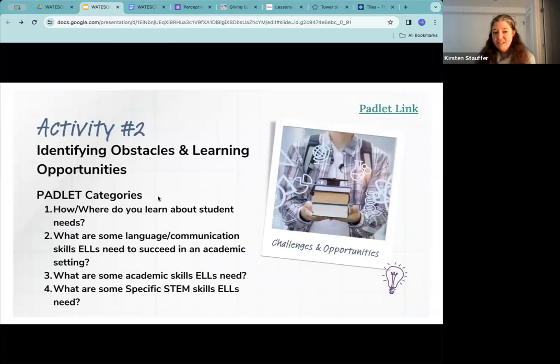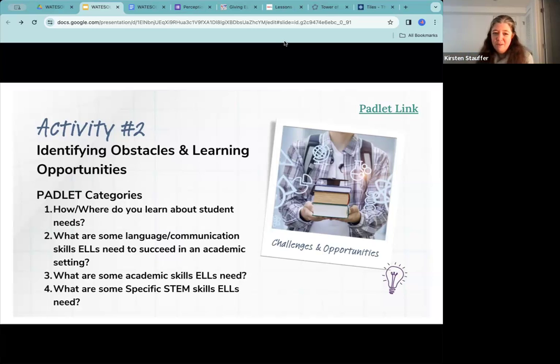So let's take a look at what we think are some learning obstacles and learning opportunities for students. I do have a Padlet, so let me go ahead and share the Padlet. There are two activities in the Padlet, so we'll just take a look at the first one, for activity number 2. Here's the Padlet. I thought we could brainstorm, and it's also in the workbooks. If you want to take notes in the workbook as well, you're welcome to do that.